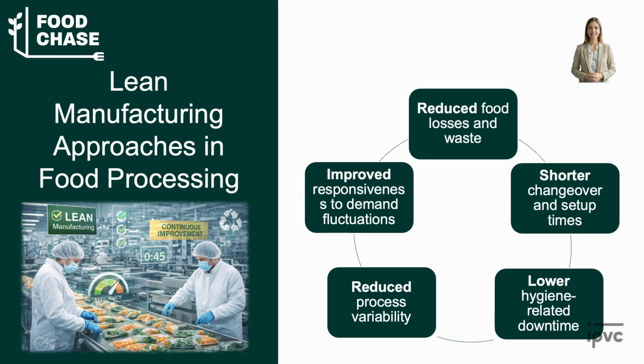Food companies increasingly adopt lean manufacturing and continuous improvement approaches to enhance productivity and reduce waste. Although lean methodologies originate from discrete manufacturing, scientific studies show that adapted lean tools can generate significant operational improvements in food processing environments. These improvements include reduced food losses and waste, shorter changeover and setup times, lower hygiene-related downtime, reduced process variability, and improved responsiveness to fluctuations in demand. It is important that lean tools are aligned with regulatory and food safety constraints in order to be effective in food processing environments.